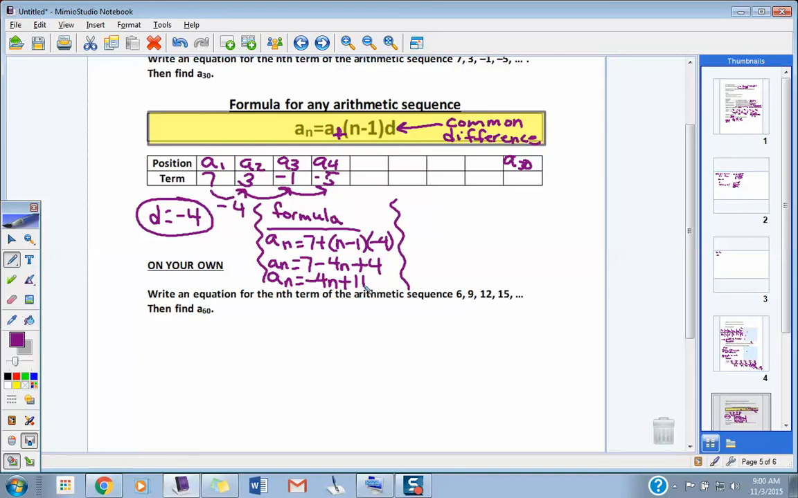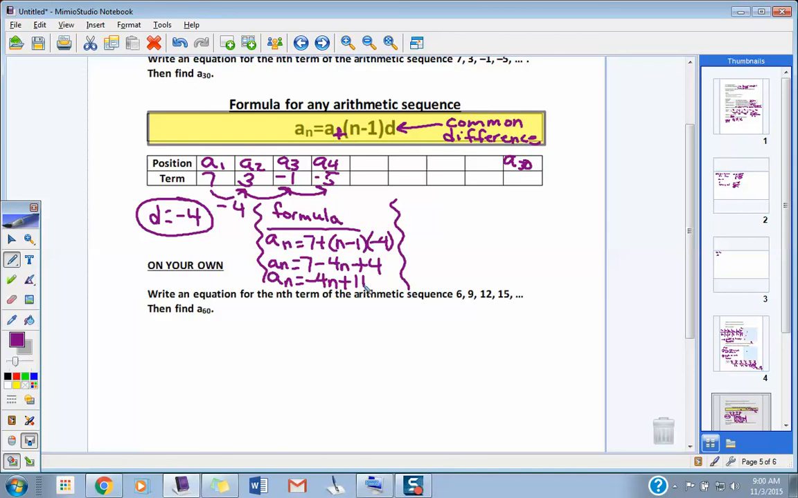Now guys, when I get to this point right here, that negative 4n plus 11, doesn't that look like slope-intercept form in a way? What's the slope, guys? Same as the common difference. And if you were graphing this, what would the y-intercept be? Now I want to show you something, okay? Because the first thing we've done is written the equation for the nth term. We can find any term. I can find the 1000th term in this right now. But let me just show you how this works.